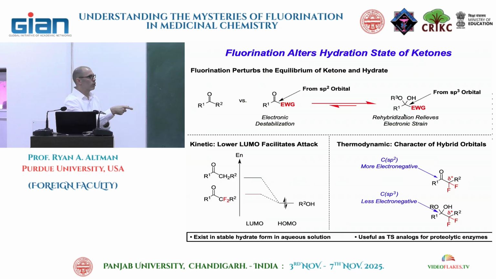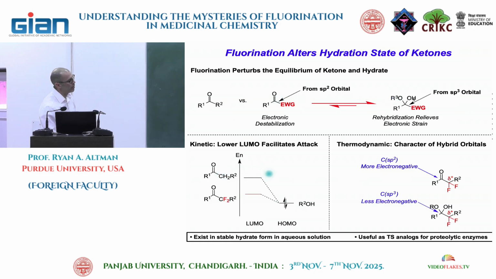Now, the electron withdrawing group, for purposes of this class, is CF3. It's going to be a fluorinated group. So let's think about what's going on. In order to go from C sp2 to C sp3, we need some type of nucleophile to add in. It could be an alcohol, it could be an amine, it could be water. That's going to require the attack of that moiety onto the carbonyl.